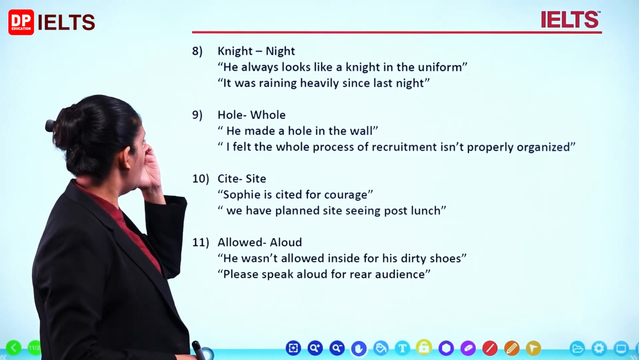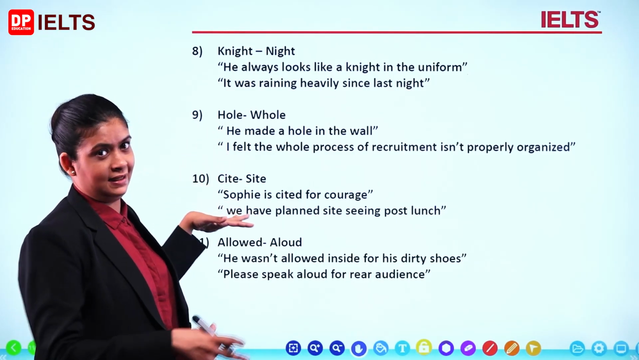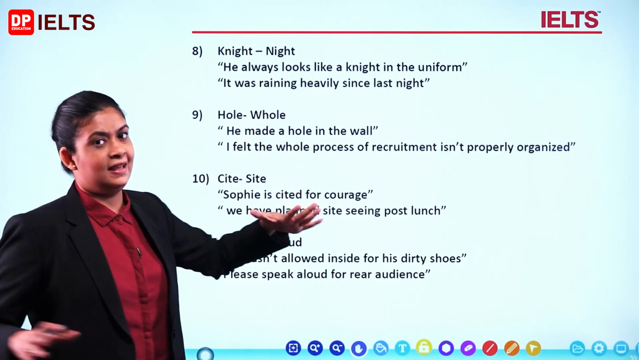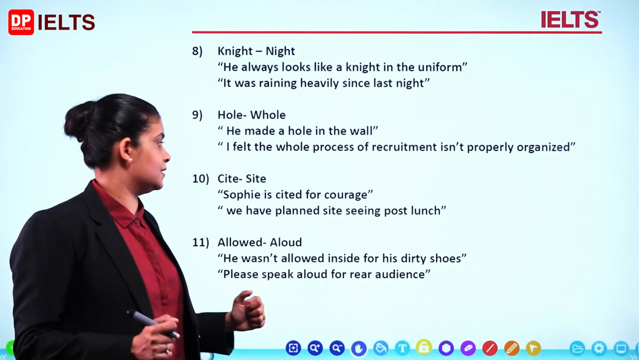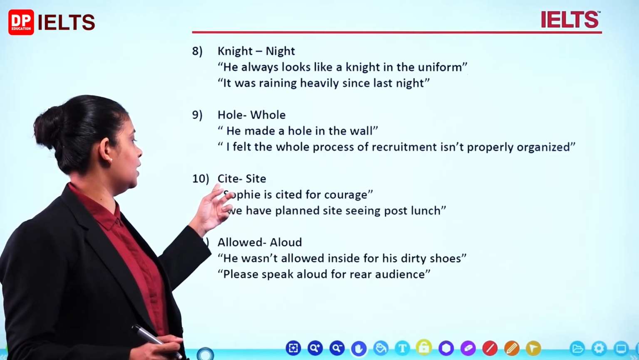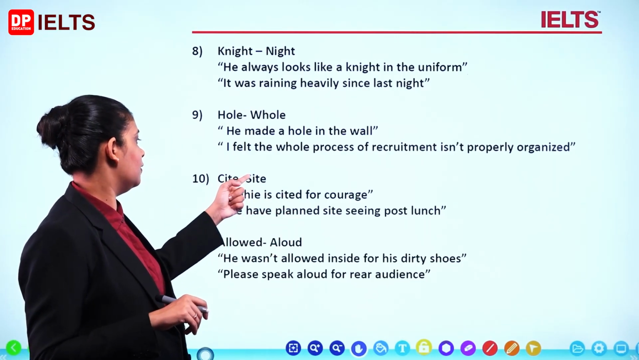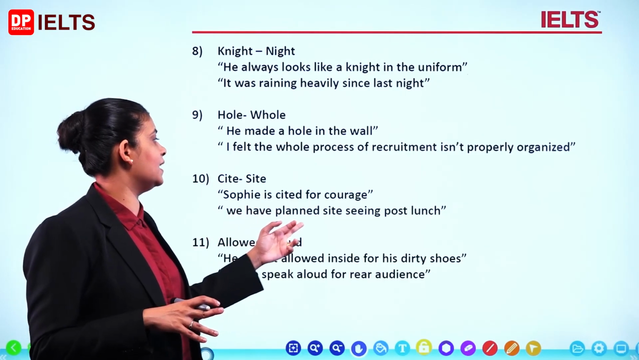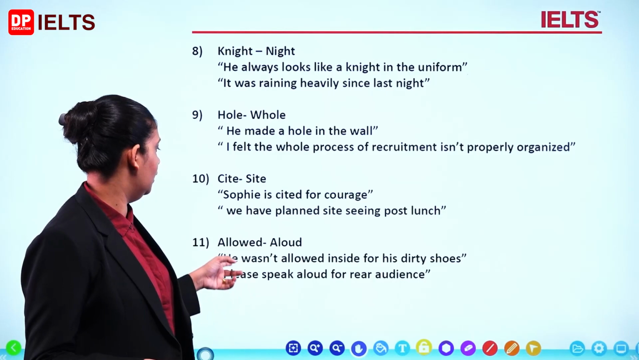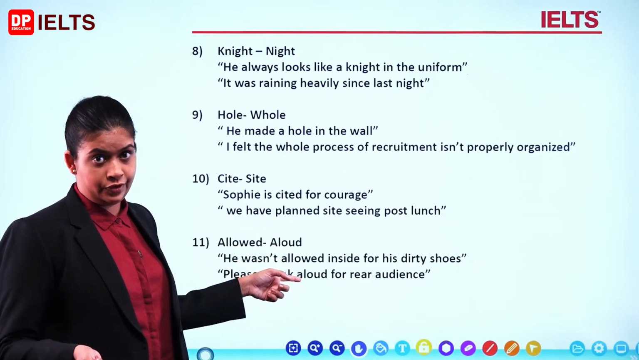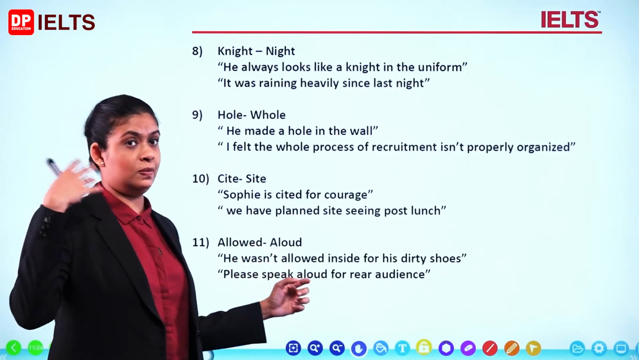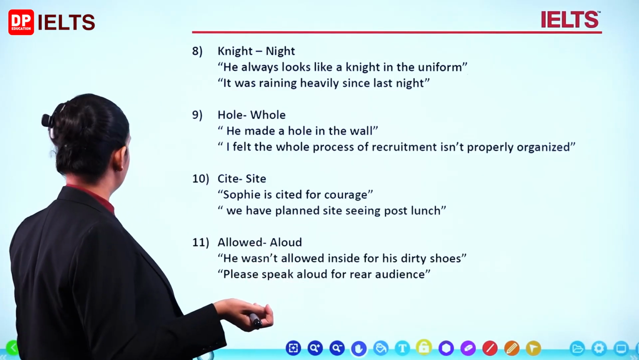Okay, hole. This hole is a healer, whole. There's a hole in the bucket. This whole is the entire process. Sight, cite. This one, Sophie is cited for courage, known, and you name it. This site is like, we have planned sightseeing, okay? So site is like a place. Allowed. This allowed is to give permission. This aloud is to be really noisy, right?